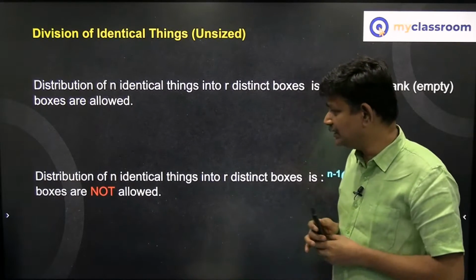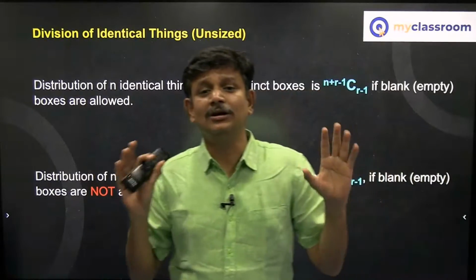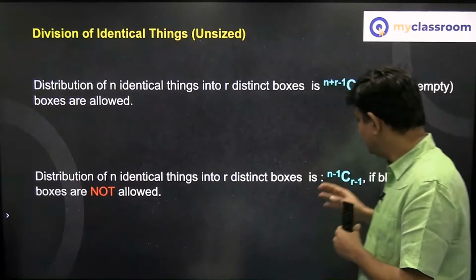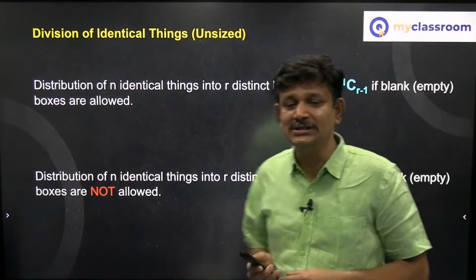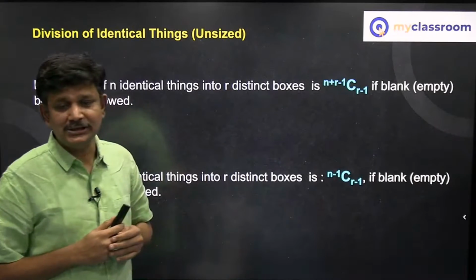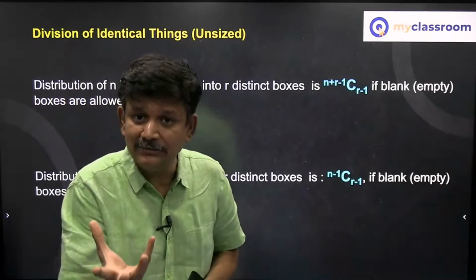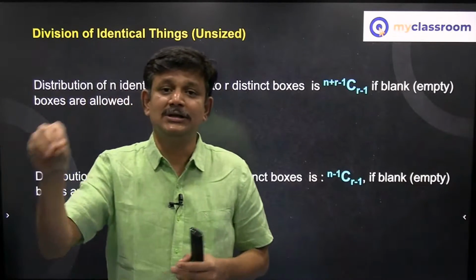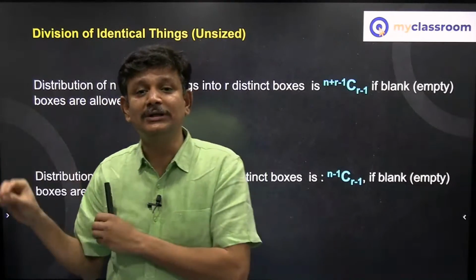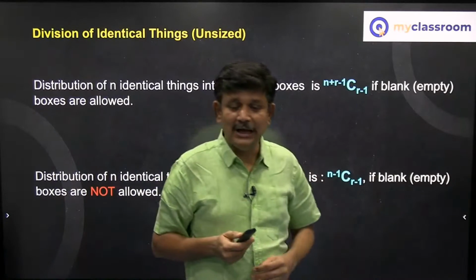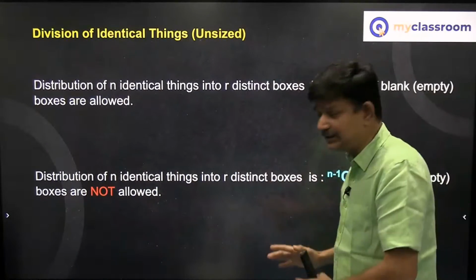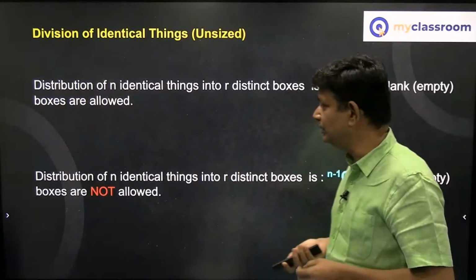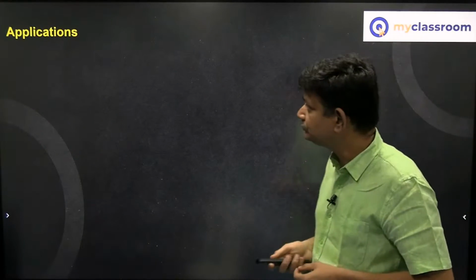Some questions may be such that empty boxes are not allowed, that is, each boy should get at least 1 chocolate. So in that case, it will be n minus 1, C r minus 1. If n identical things are to be distributed among r boys or r distinct boxes such that each boy gets at least 1 thing, what will that be? n minus 1, C r minus 1. This I'll discuss in more detail with many varieties of questions in the multinomial theorem. That will be our next video.